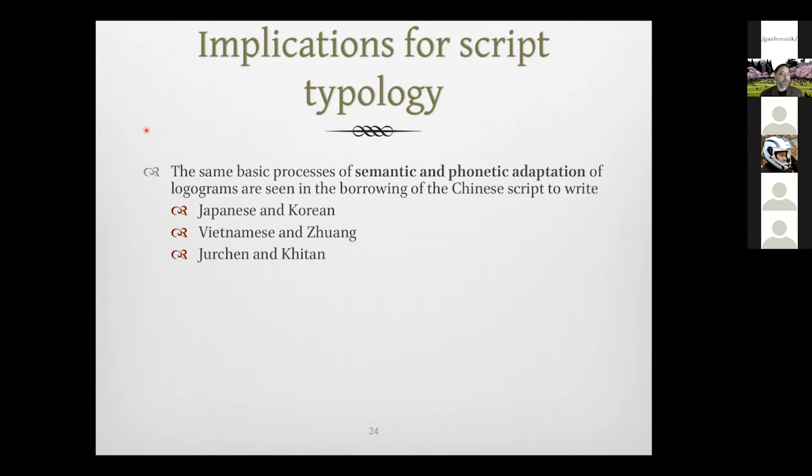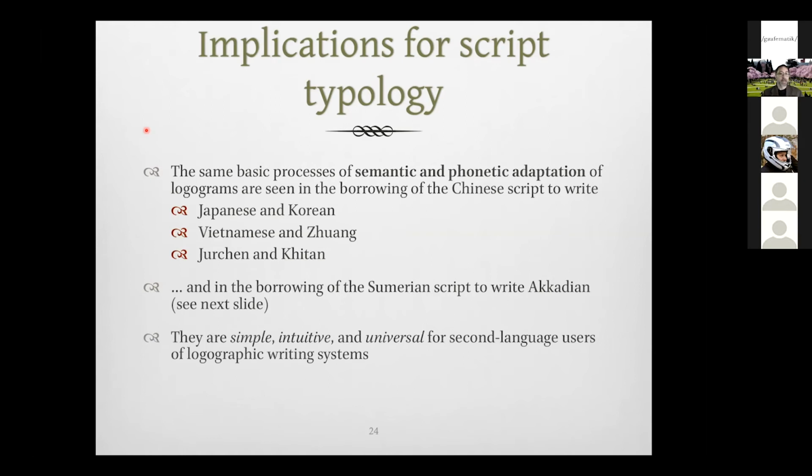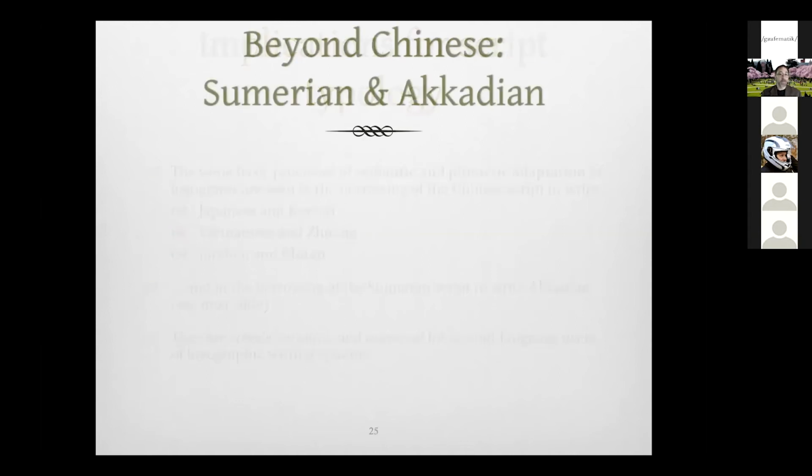We see it to write Vietnamese and Tangut. We see it to write Jurchen and Khitan. And going beyond the Sinographic sphere, we also see it in the borrowing of the Sumerian script to write Akkadian. So it's my claim that these processes, these methods of ignoring sound or ignoring meaning and adapting a character to represent elements of a different language based on their original sound aspect or their original meaning aspect are basically things that people do without thinking about it. They're simple, they're intuitive, they're universal when you have second language users, specifically of logographic writing systems.